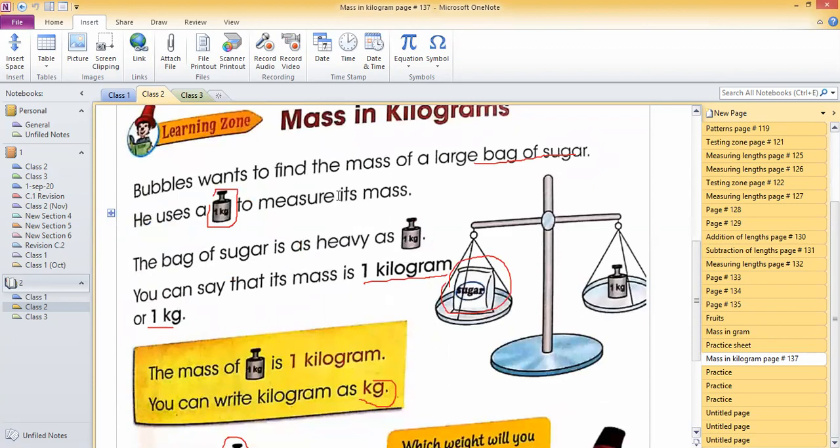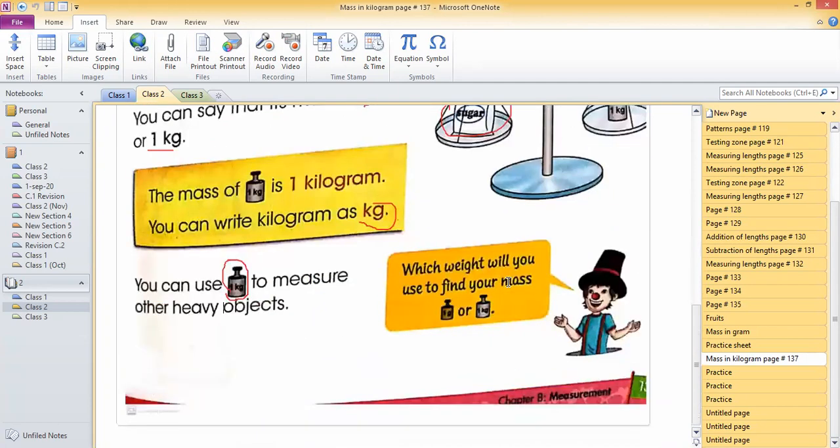Here we did the example where Bubble wants to measure the bag of sugar. You can see this is the bag of sugar, and this is the weight balance. If it is balanced on both sides, that means the masses are equal. Look at this sugar bag on one side of the balance, and on the other side this is a 1 kg weight. The balance is balanced, so you can say that this bag of sugar is as heavy as 1 kilogram. So the mass of this bag of sugar is 1 kilogram.